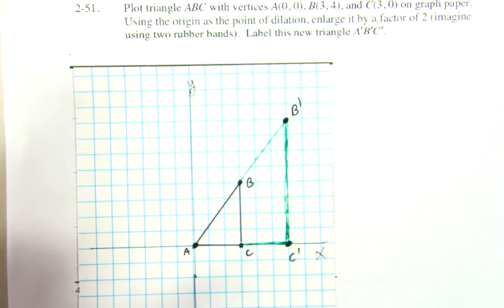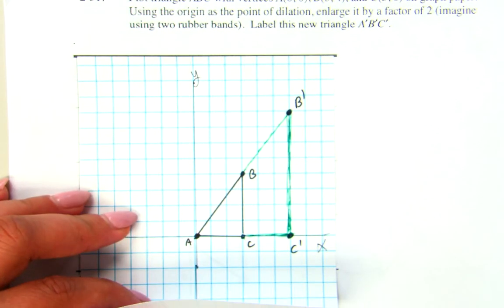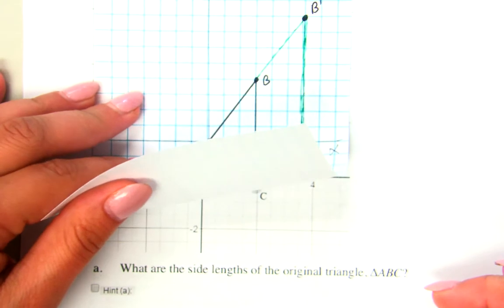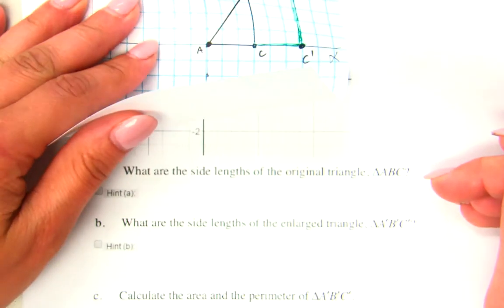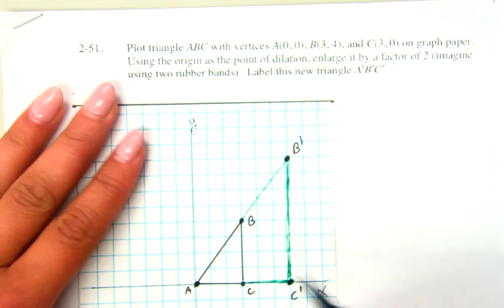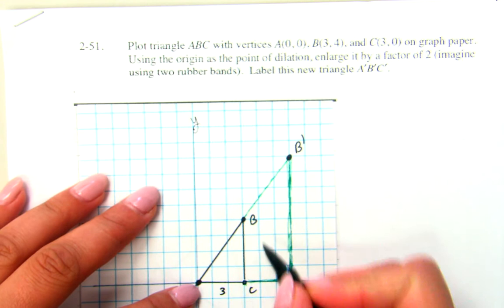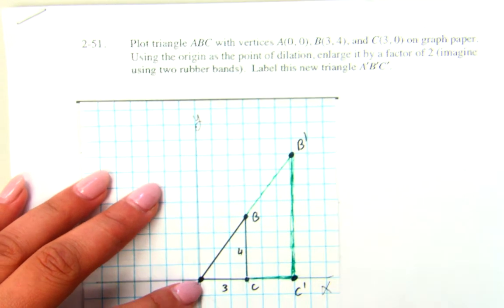So now we need to check, right? Because I think that's what it's asking us to do. What are the side lengths of the original triangle ABC? What are the side lengths of the enlarged triangle A prime, B prime, C prime? Calculate the area and perimeter of A prime, B prime, C prime. So the side lengths from A to C would be 3. From B to C would be 4. That should be easy to do.